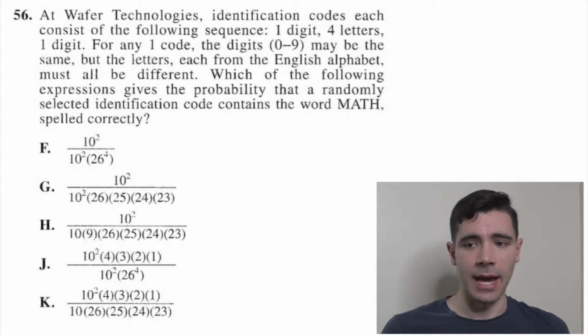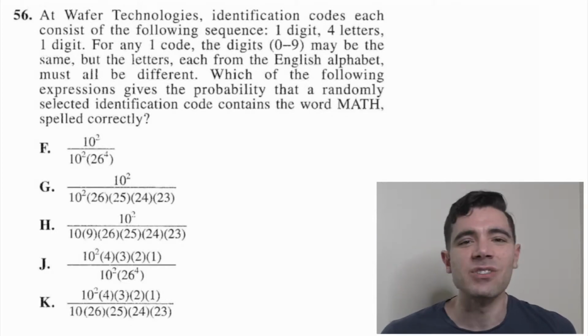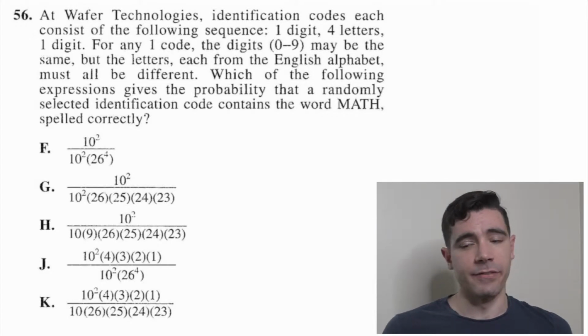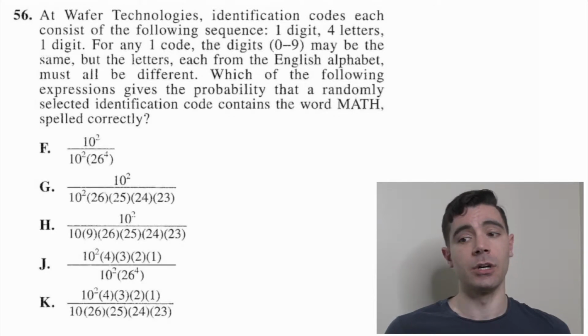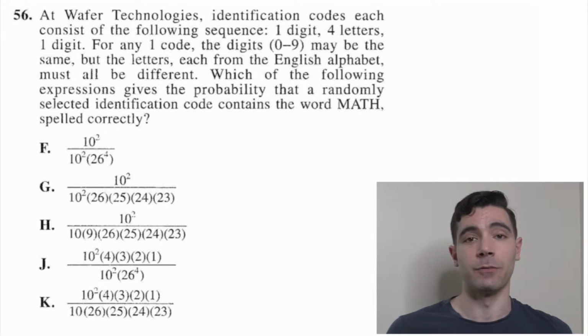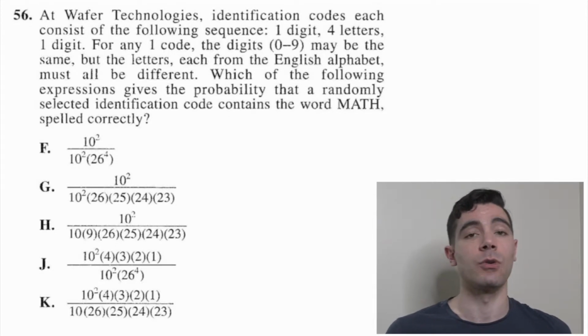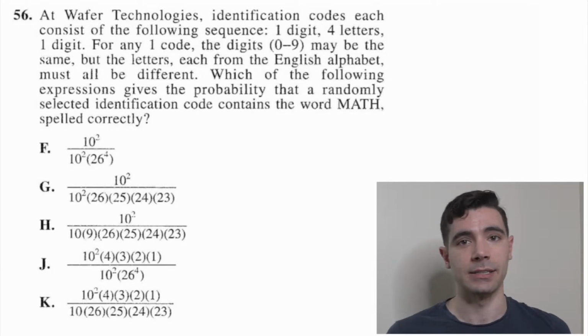It reads, at Wafer Technologies, fine, I'll say wafer. At Wafer Technologies, identification codes each consist of the following sequence. 1 digit, 4 letters, 1 digit. For any one code, the digits, 0 through 9, may be the same, but the letters, each from the English alphabet, must all be different. Which of the following expressions gives the probability that a randomly selected identification code contains the word math, spelled correctly?